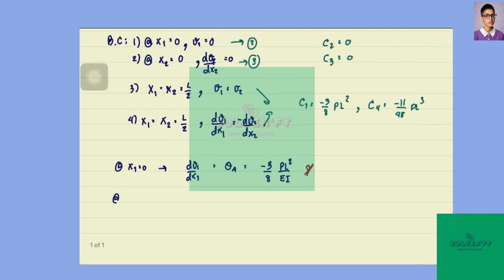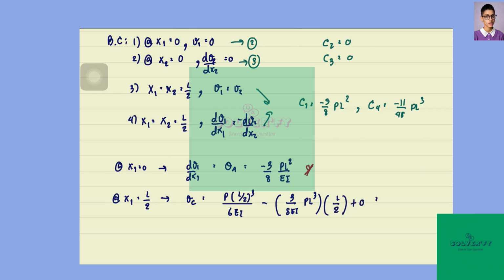And at x1 equal to L over 2, we have v C, which is P times (L over 2) to the power of 3 divided by 6 EI, minus 3 over 8 EI PL² times L divided by 2, plus 0, and that is minus PL³ divided by 6 EI. And these are the answers.